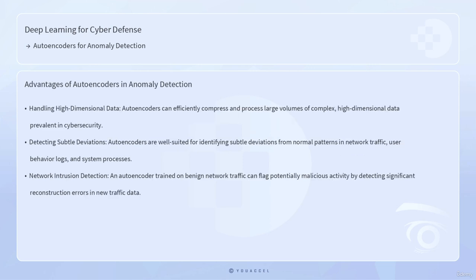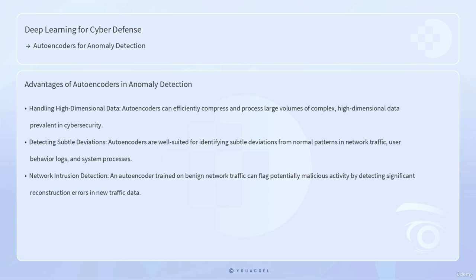One of the key advantages of autoencoders in anomaly detection is their ability to handle high-dimensional data. In cybersecurity, this is particularly relevant as network traffic, user behavior logs, and system processes often generate large volumes of complex, high-dimensional data. Autoencoders can efficiently compress and process this data, making them well-suited for detecting subtle deviations from normal patterns.